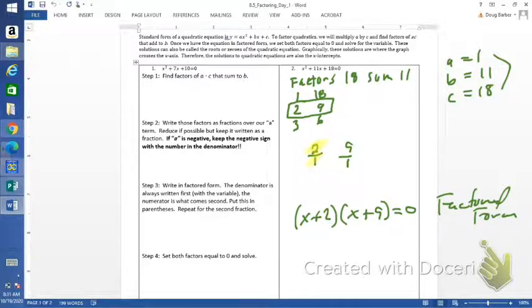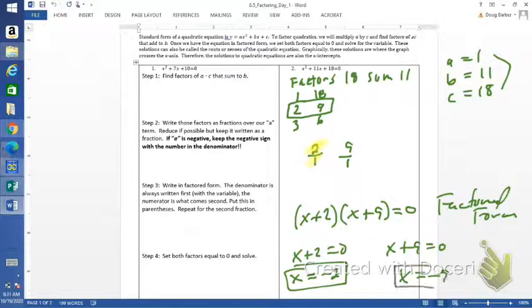And then to find the solutions, set each of those equal to 0 and solve. So you're going to get x equaling negative 2 and x equaling negative 9. Because you'd subtract 9 from both sides, you'd subtract 2 from both sides, that would cancel. Alright.